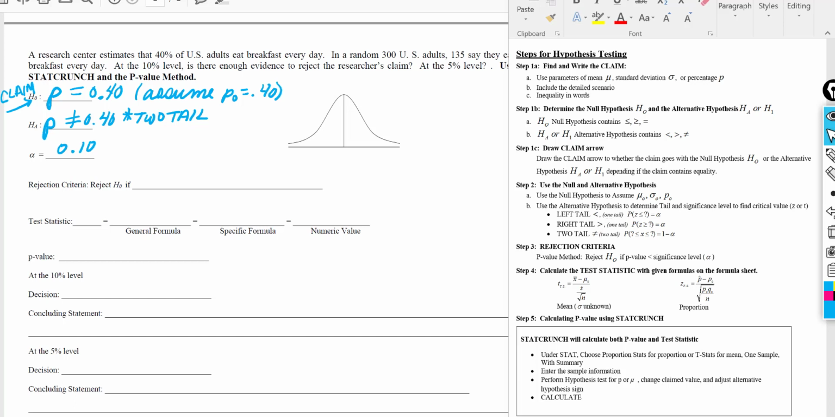Next, our rejection criteria is going to be we're going to reject the null hypothesis if our p-value is less than or equal to our significance level. So our rejection criteria is if our p-value is less than or equal to, and our significance level in this case is 0.10. Now to find our test statistic.